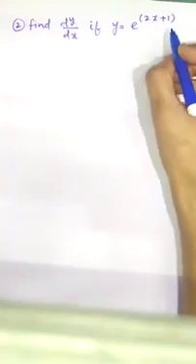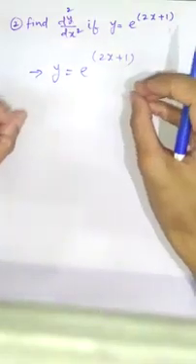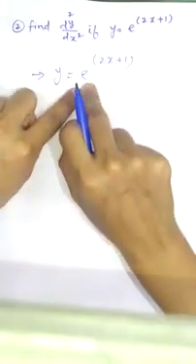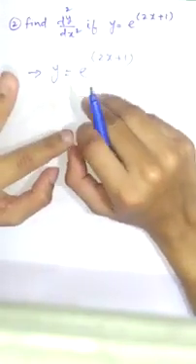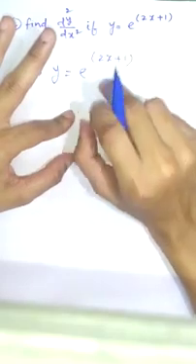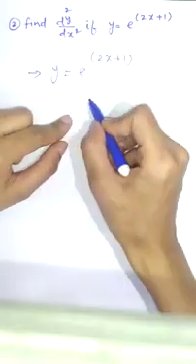Now our next problem is find d2y by dx squared if y is equal to e raised to 2x plus 1. First of all, our function is y is equal to e raised to 2x plus 1. Here we have d2y by dx square, that is the second order derivative. Now, first of all let's understand the given function. It is a composite function of exponential and algebraic, right? Because the standard form is y is equal to e raised to x, but here this x is replaced by 2x plus 1. So here we have this composite function, right?